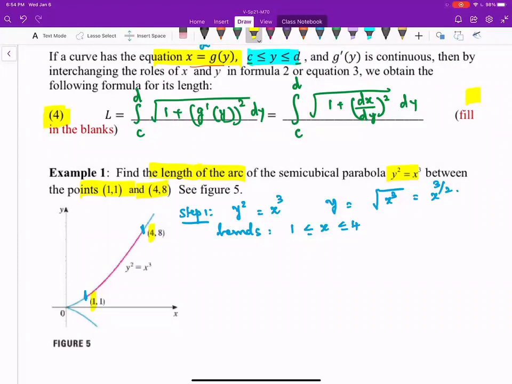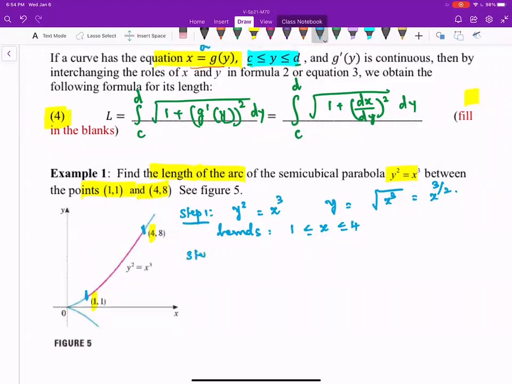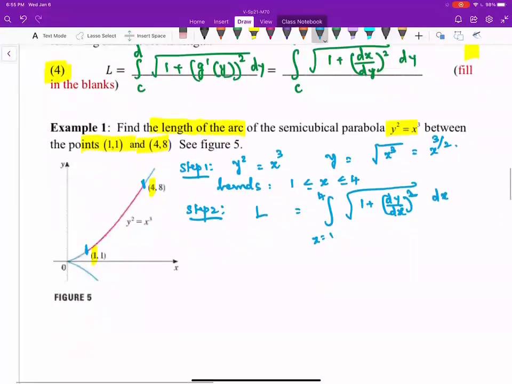Then what is step 2? Once you do that, you have to figure out which formula you're going to use. The length of the arc is the integral of the square root of 1 plus (dy/dx) squared dx, because we know the bounds for x, which is 1 to 4. So this formula may be appropriate for this problem. In case you had isolated x, then you would look for the bounds for y, which is also there in the problem, which is 1 and 8.